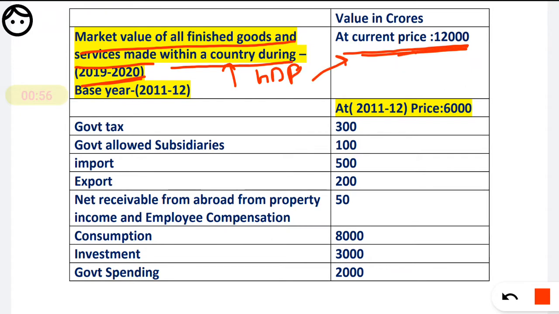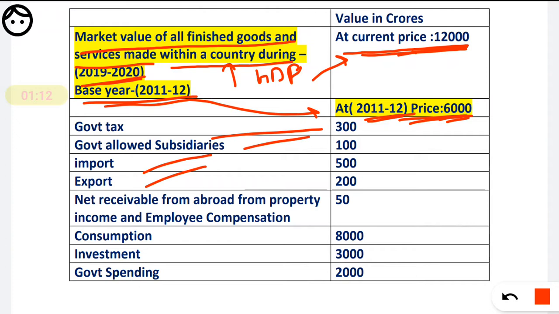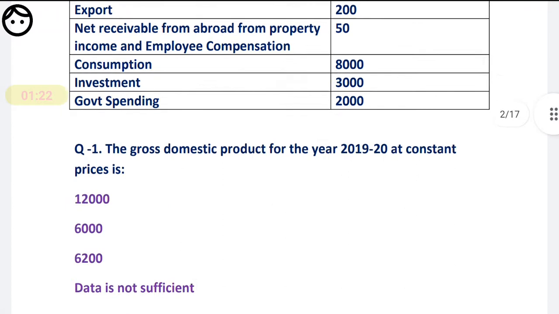Next, for the base year 2011-12, they have given a price of 6,000. That is the base price, 6,000. Government tax, subsidies, import, export, net receivable from abroad, consumption, investment and spending, that much data they have given. So based on that, we have to discuss one important case study.